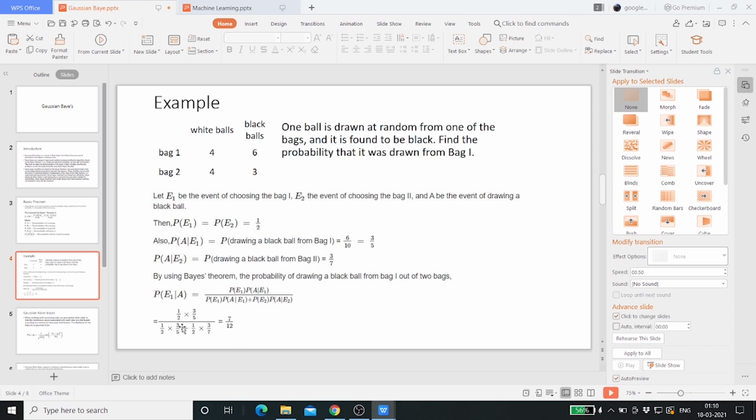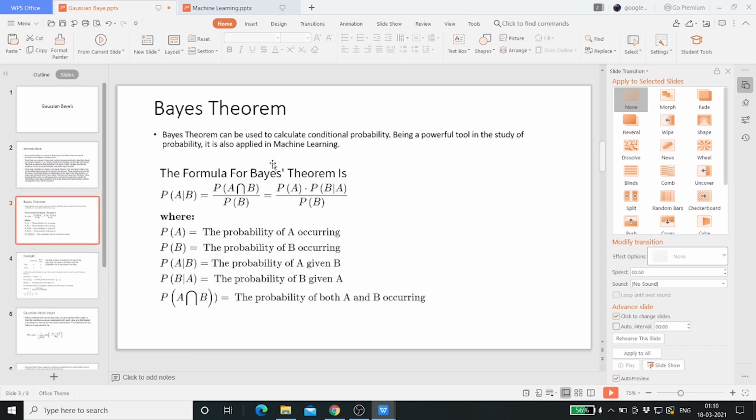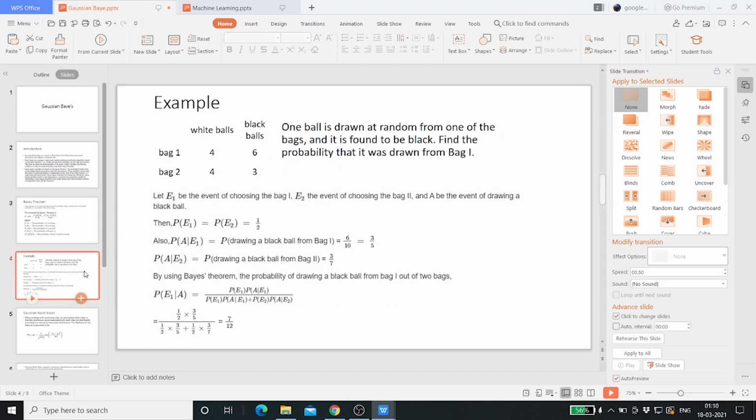If you break down this formula, it actually comes down to this very formula: probability of E1 into probability of A given E1 divided by probability of A. Since our denominator defines the probability of a black ball being chosen either from bag 1 or bag 2, we can say the denominator is P of A. So here we get the formula P of E1, and it again boils down to this very formula. So we just went through how it is derived.